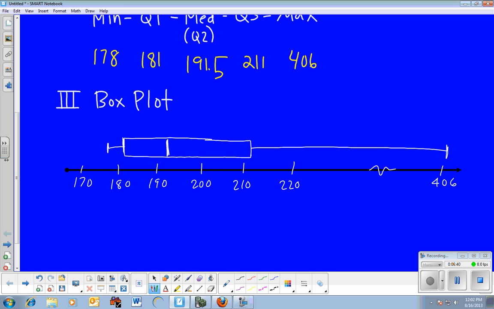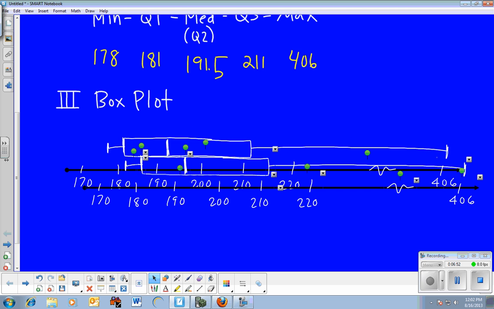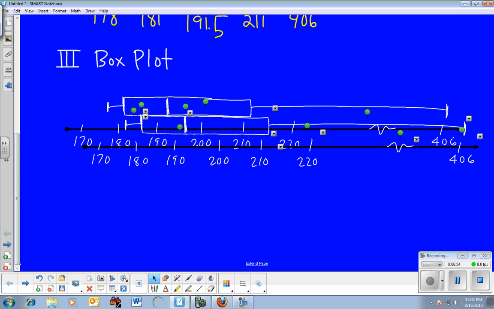What's called a modified box plot will be a little bit of a variation on this procedure. So let me get another copy of that stuff, and try that again.